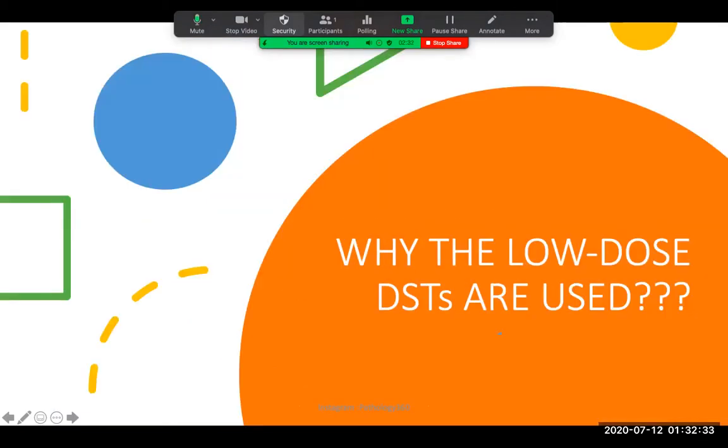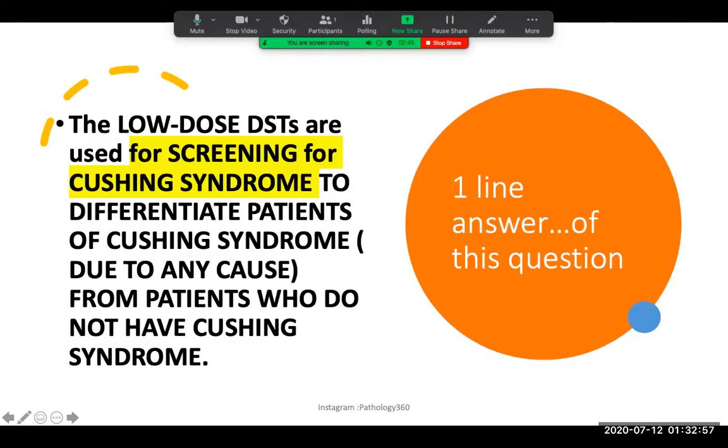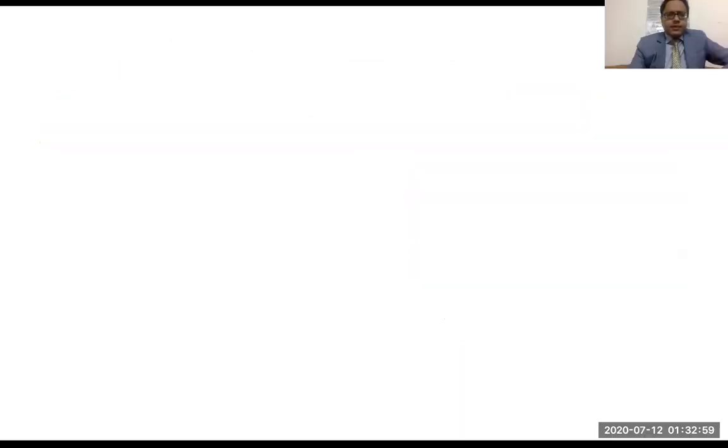Now, why are the low dose dexamethasone suppression tests used? As I mentioned earlier, it is used for screening for Cushing syndrome, to differentiate patients with Cushing syndrome from patients who do not have Cushing syndrome. It's usually done using 1 mg dexamethasone. To understand this better, let us go to the whiteboard to understand a few basic concepts.